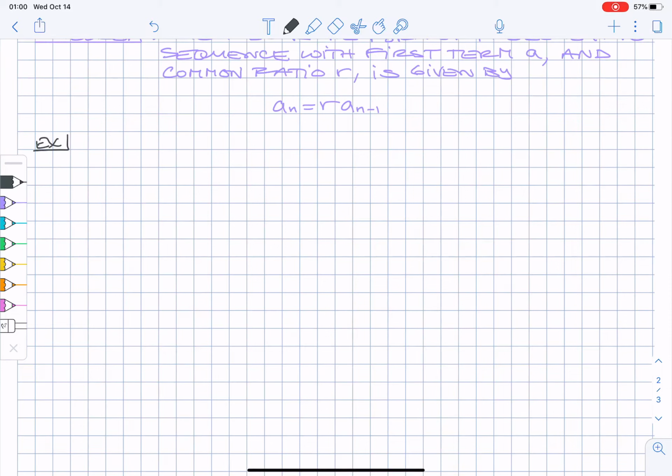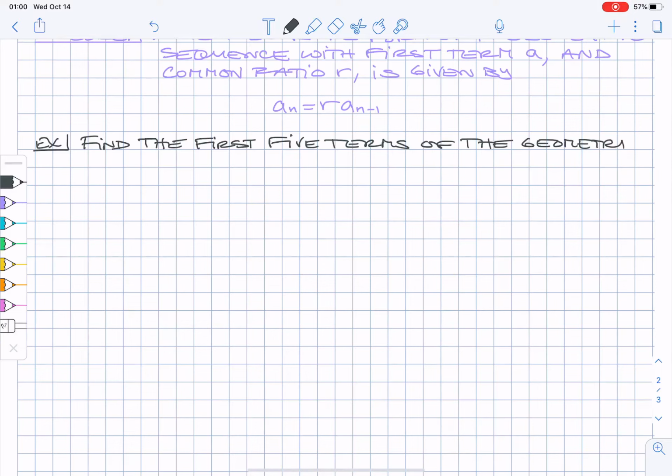So, for example, find the first 5 terms of the geometric sequences. And this is where we're going to differ a bit. Beginning with n equals 0. So now I'm going to start counting at 0 instead of at 1. This is common for geometric sequences.